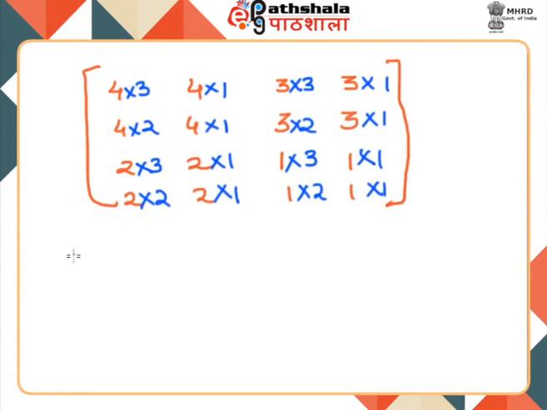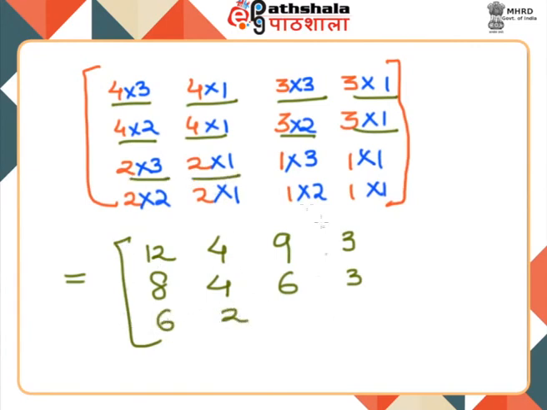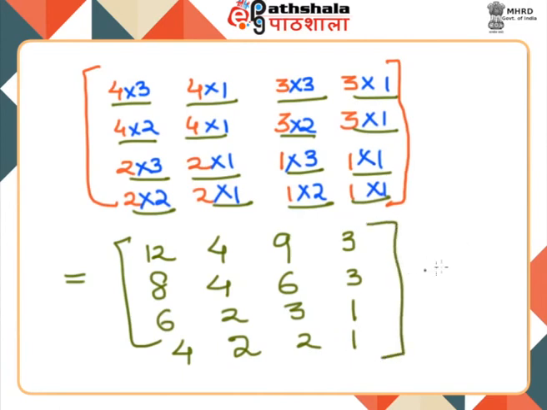So what we get, you can clearly see, is now 4 into 3, you get 12 here, 4 into 1, you get 4 here, 9 here, 3 in place of this, then 8, 4, 6, 3, 6, 2, 3, 1, 4, 2, 2 and 1. So this is the direct product between the matrices A and B that we had taken, which were 2 by 2 matrices each, and the product is a 4 by 4 matrix.